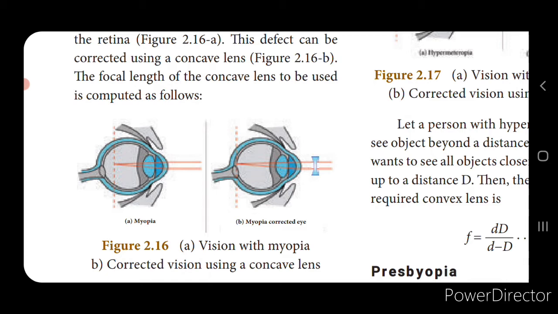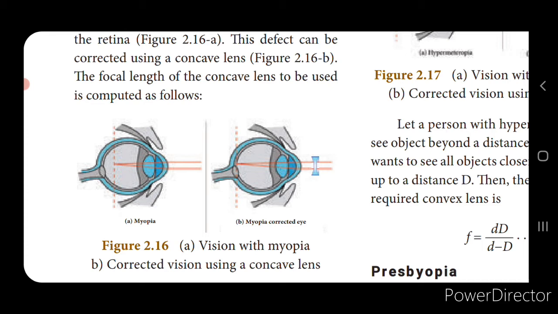So first, what is myopia? Myopia is nothing but short-sightedness, right? Now what is the cause? It may be due to the lengthening of the eyeball or due to the focal length of the eye lens being reduced, right? What is the defect? The nearby object can be seen clearly, but the distant object cannot be seen clearly, right? So the far point will not be infinity, right? It is much lesser than infinity, right? So due to this, the image of the distant object is formed before the retina but not on the retina, right?